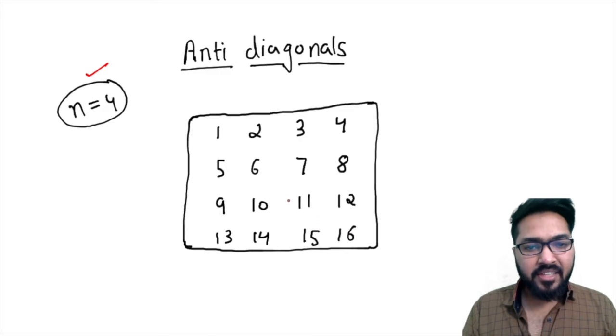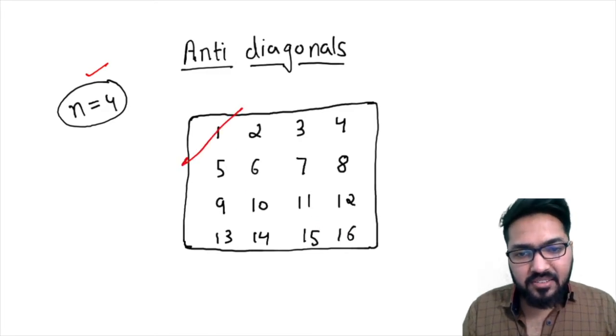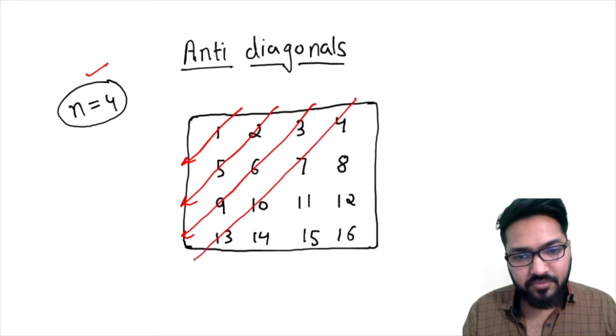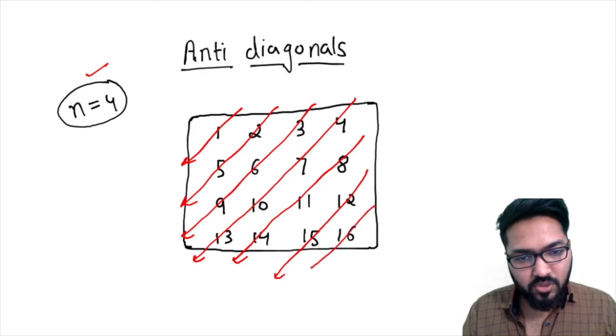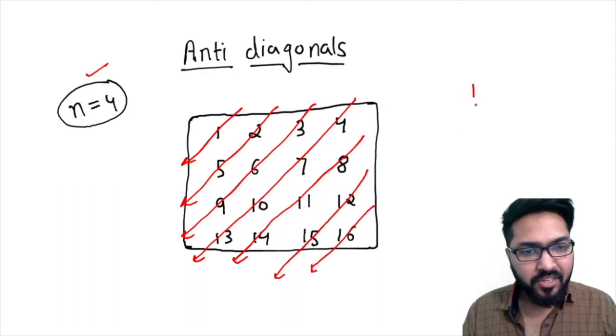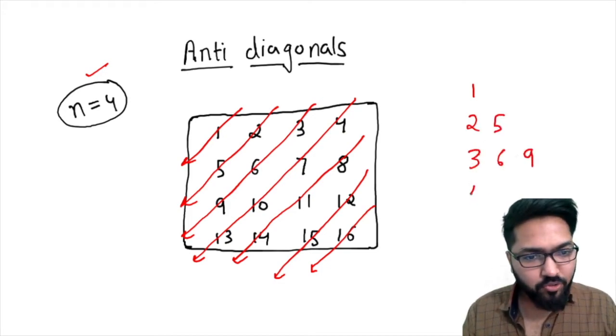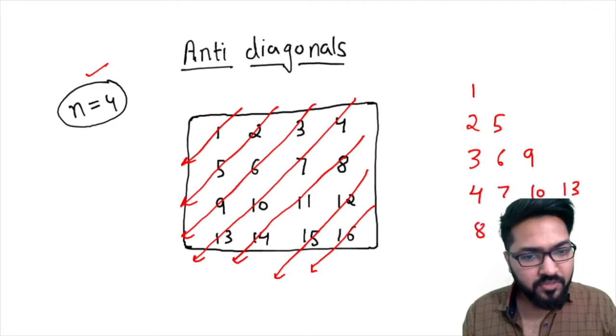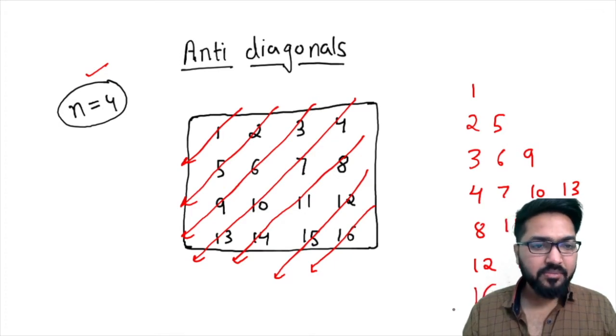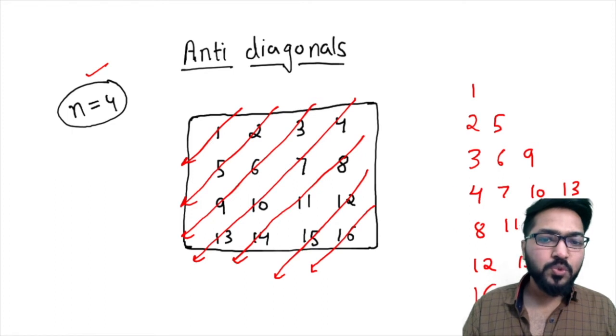Now what are the anti-diagonals? Anti-diagonals are this. ठीक है, these are all the anti-diagonals. So we have to print 1, then 2 5 in separate line, then 3 6 9, 4 7 10 13, 8 11 14, 12 15, and in the last line we have to print 16. Okay, so this is what we are supposed to print.